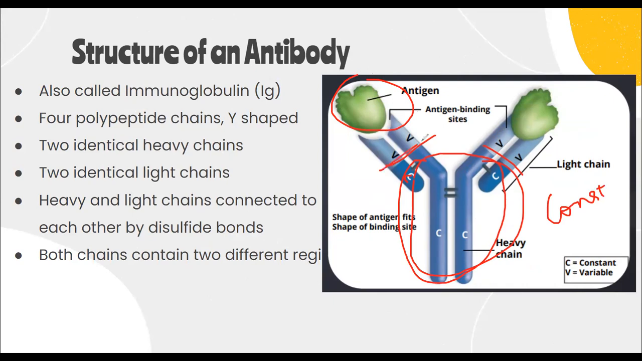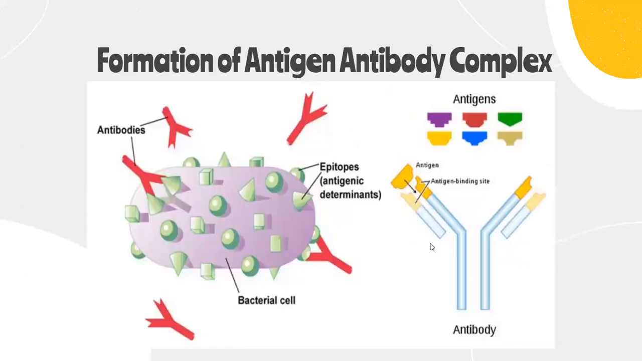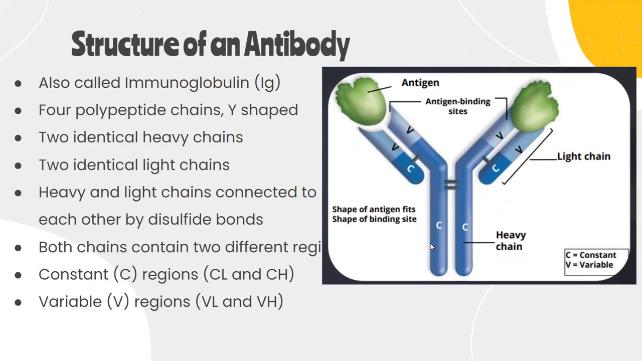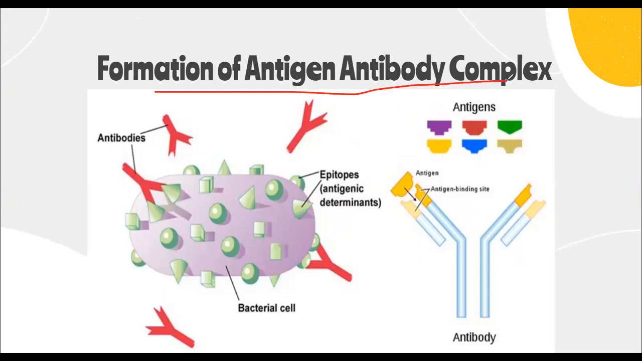And depending upon which type of antibody is produced to kill a particular type of antigen, this variable region will change. Okay, so hence it is known as variable. It can differ from one type of antibody to another type of antibody. Okay, so these are the constant regions and the variable regions. Yeah, so this is how a typical antibody structure looks. And once it binds to the antigen, they form an antigen-antibody complex.